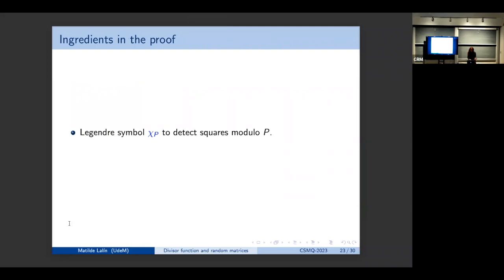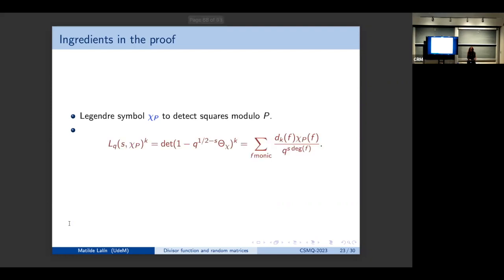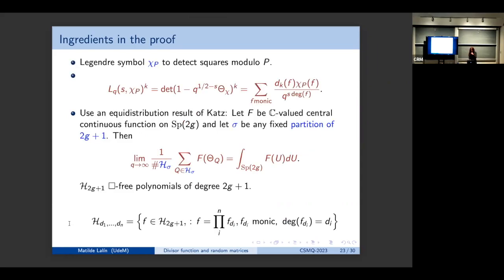Now, maybe just quickly, some ideas in the proof: to use the character to detect the square modulo P, to use the L-function of this character to recover the d_k(f), and then to use some equidistribution result of Katz. I mentioned before that the result known to Katz and Sarnak was over the whole family of y squared equals d. Now we had a question of y squared equals p, with p going over irreducibles. So for that we had to work, and actually we got some help from Katz to do this. Basically you have to do some finer work, and then you recover again the symplectic group.